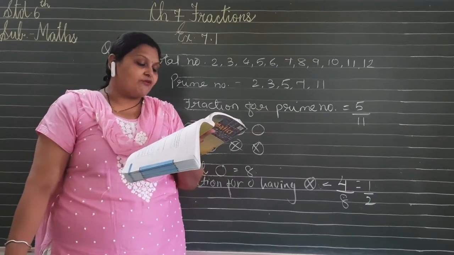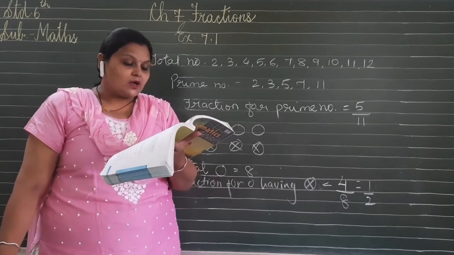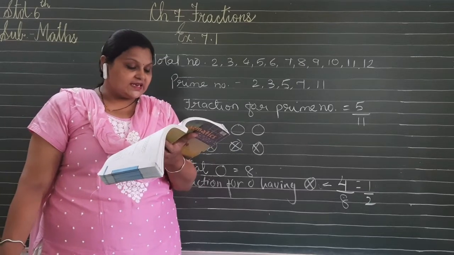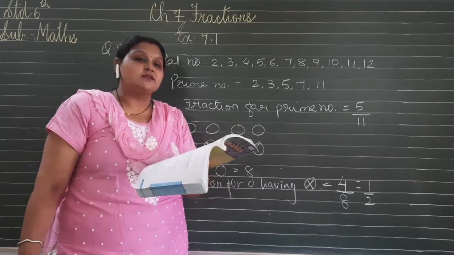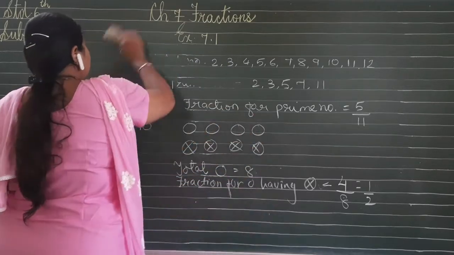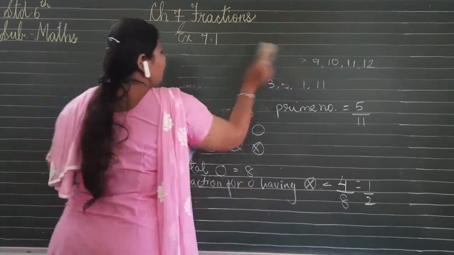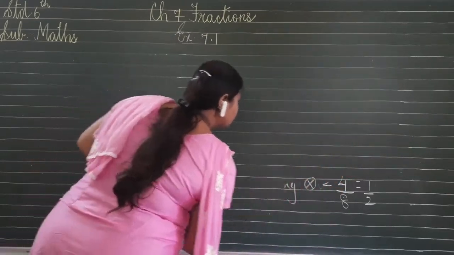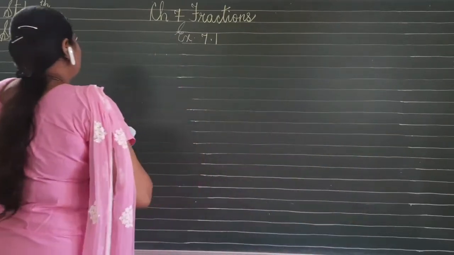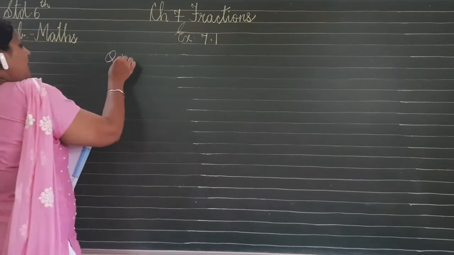CDs and received 5 others as a gift. What fraction of her CDs did she buy and what fraction did she receive as a gift? So let's see how to find out the fractions for both of these. So question number 11 we are solving now.